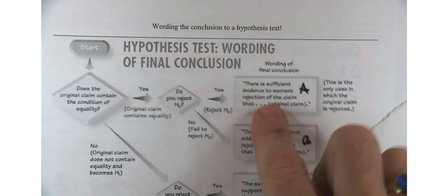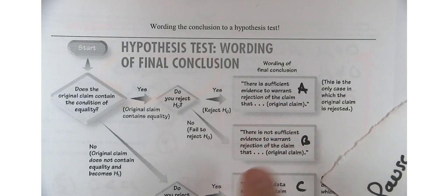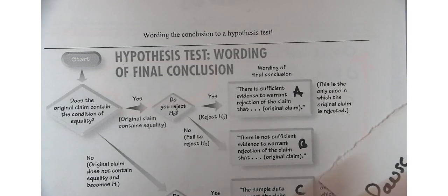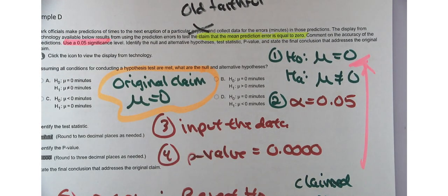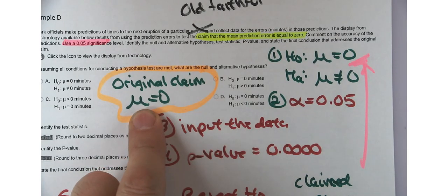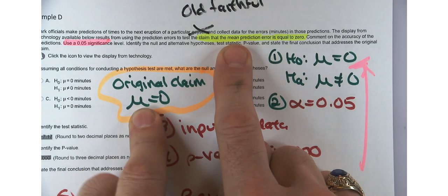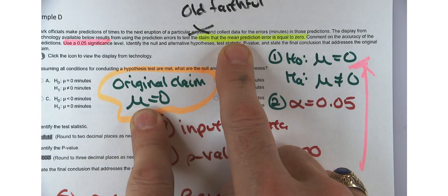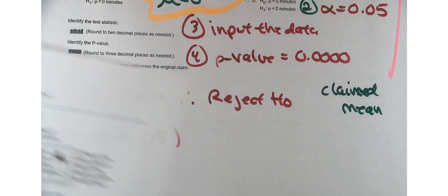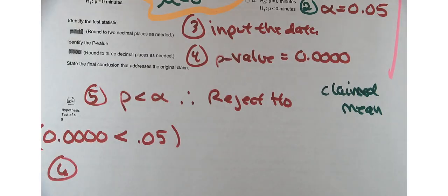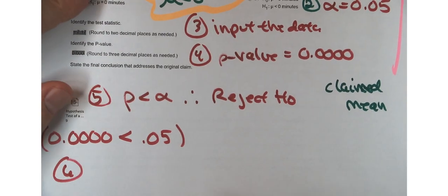So you're going to start out your wording. There's sufficient evidence to warrant rejection of the claim that, and now we need to state this thing in words. Now I don't want just the symbol mu equals 0. Use actual words that come from the problem, and it's right here. The mean prediction error is equal to 0. That's pretty straightforward. So let's put all that together. There's sufficient evidence to warrant rejection of the claim that the mean prediction error is equal to 0.